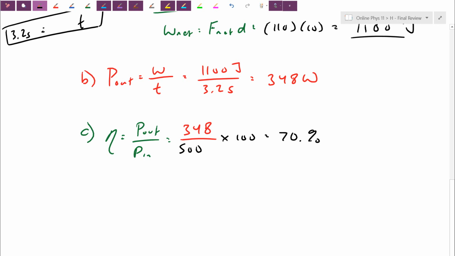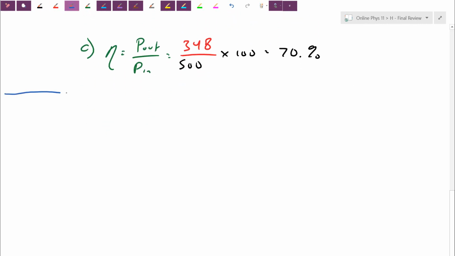Right, and that is my efficiency. I actually lose a little bit of the energy, maybe due to sound, maybe due to heat, maybe due to light. The total energy has to be conserved, but not all of it is useful for actually dealing with my system. Right, so that was some nice practice using the formula: work is equal to force times distance.